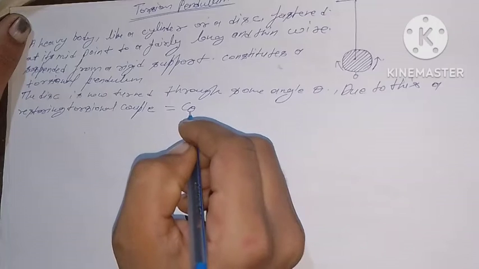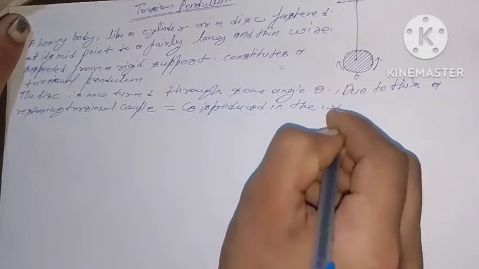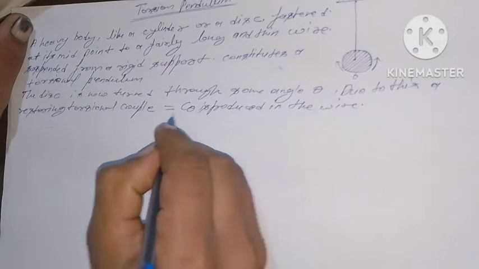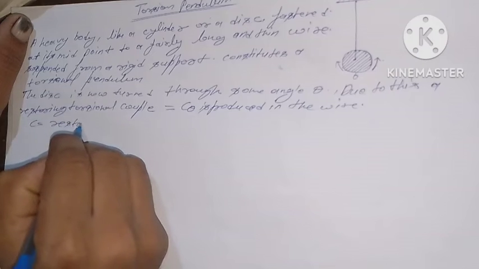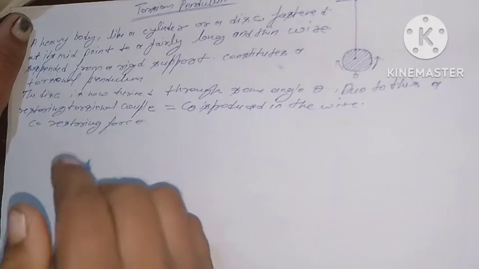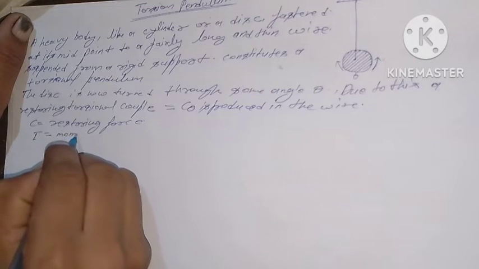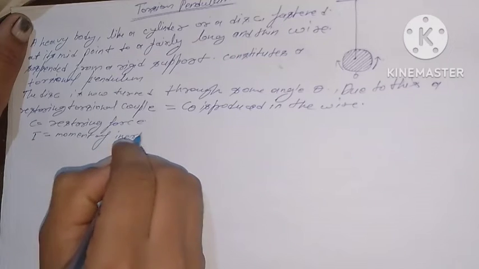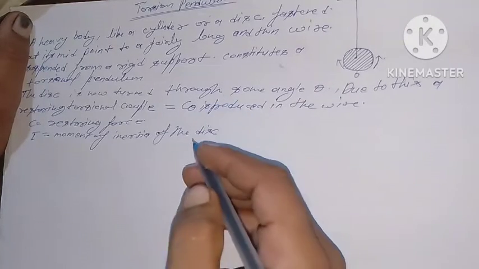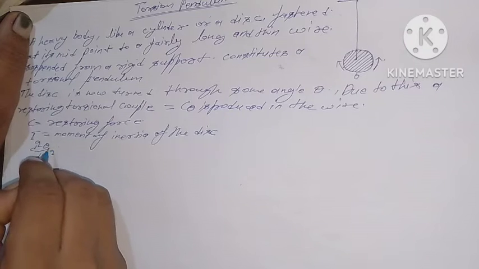A couple equal to C theta is produced in the wire, which tends to bring it back into its original condition, where C is the restoring couple per unit angular twist of the wire, and I is the moment of inertia of the disc about the wire as axis passing through its center, and d square theta upon dt square is its angular acceleration.